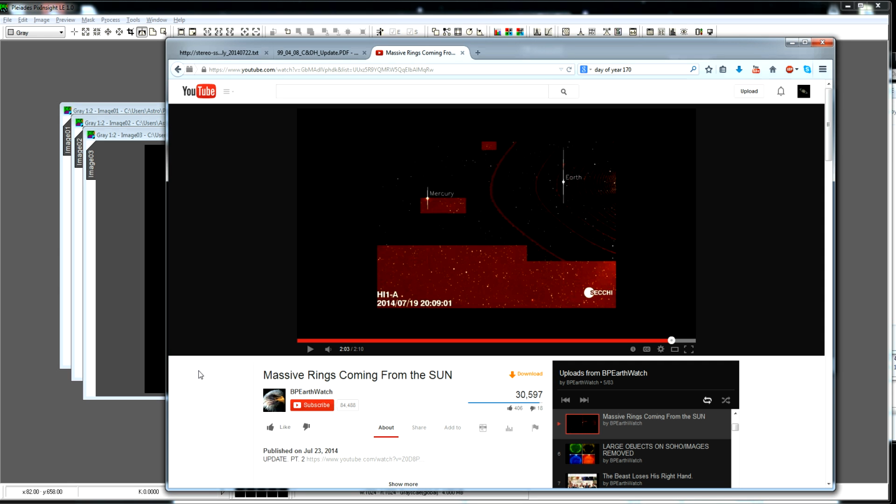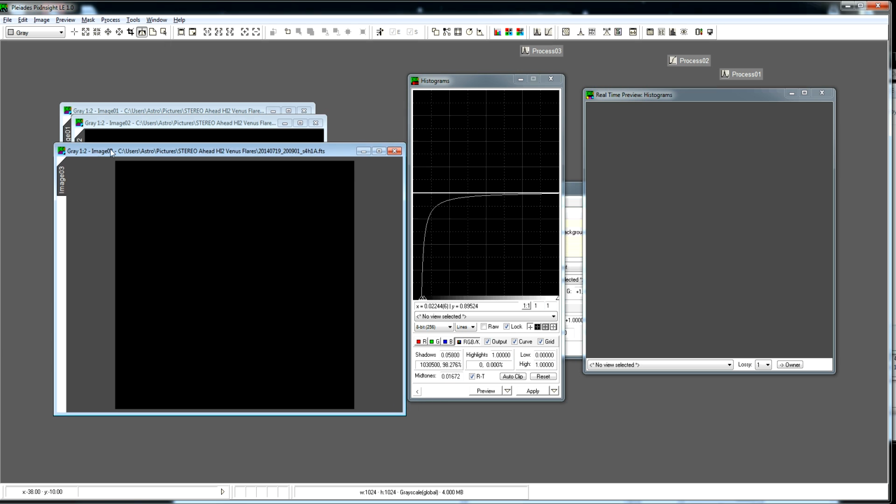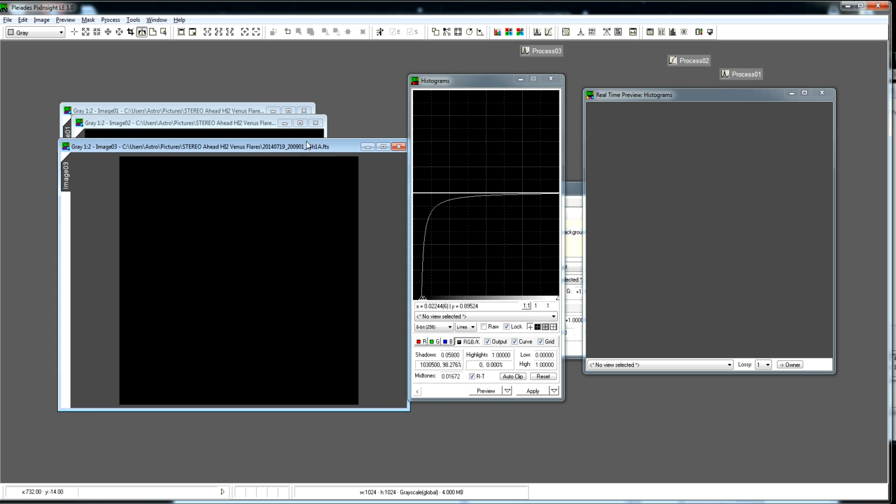Hi, folks. Today I'm going to be talking a bit about some things that have been seen recently in STEREO HI images. Some people have noticed that there appear to be rings coming from the sun in some images from July 19th. And so we're going to take a look at that. First thing, we're going to open up the raw data from this image. You can see that here, July 19th, 2009-01.